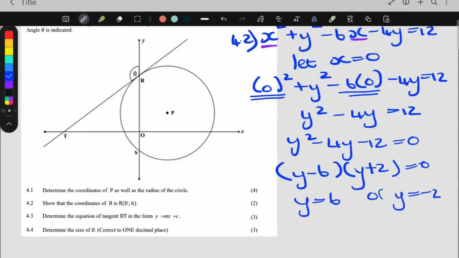And that makes sense, because there are 2 y-intercepts. That is where the circle cuts the y-axis. R will be a positive y, and S will be a negative y. So therefore R is the positive y. So therefore, R is (0; 6). And there we proved it, for 2 marks.